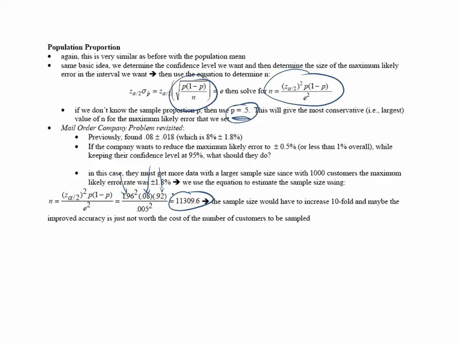Well, we might want to revisit our error. We know that to improve the accuracy, we need to improve the sample size, but maybe that accuracy is not achievable, and we would want to back that off to a 1% margin of error.